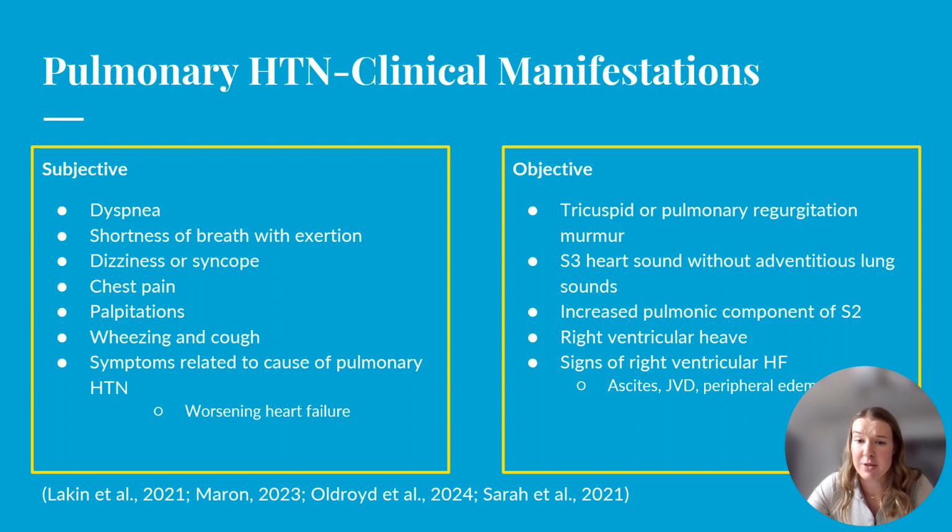You might notice a right ventricular heave, and then they might have signs of right ventricular heart failure as blood flow backs up from the pulmonary arteries into the right side of the heart. You might get some systemic backup of blood, such as ascites, JVD, and peripheral edema.